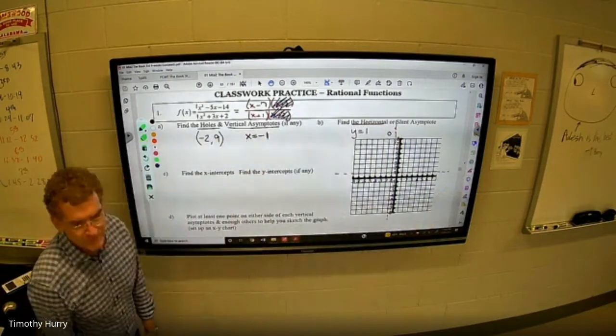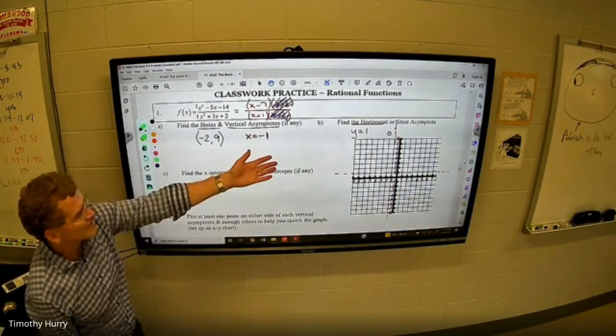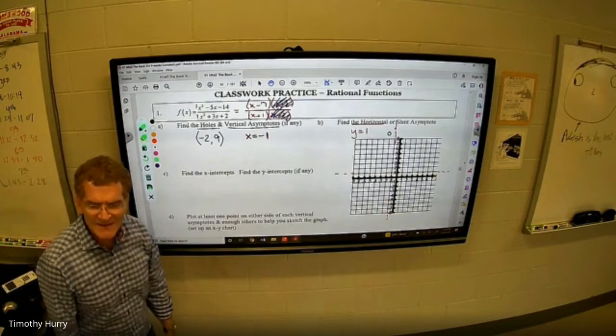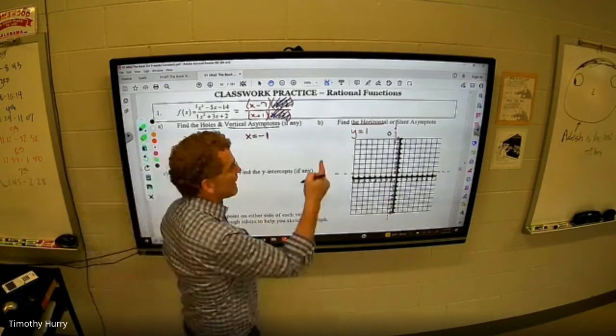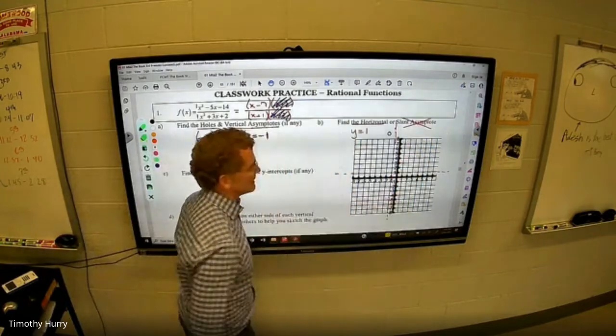Like that. Now, last thing, slant asymptote. Can you have a slant and a horizontal? No, you can only have one or the other. So if I have a horizontal, then I don't have a slant.